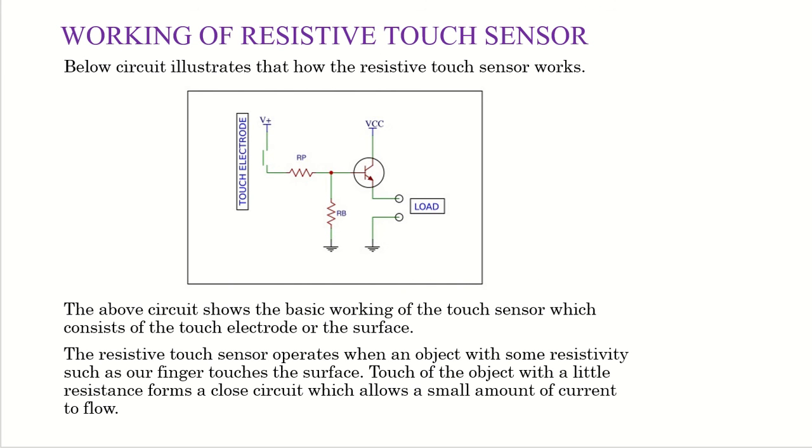Working of the resistive touch sensor. The below circuit illustrates how the resistive touch sensor works. The circuit shows the basic working of the touch sensor, which consists of the touch electrode or surface. The resistive touch sensor operates when an object with some resistance, such as our fingerprint, touches it, and the little resistance forms a closed circuit, which allows a small amount of current to flow.